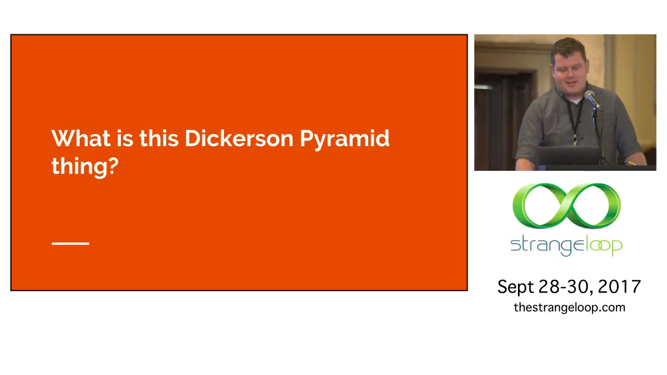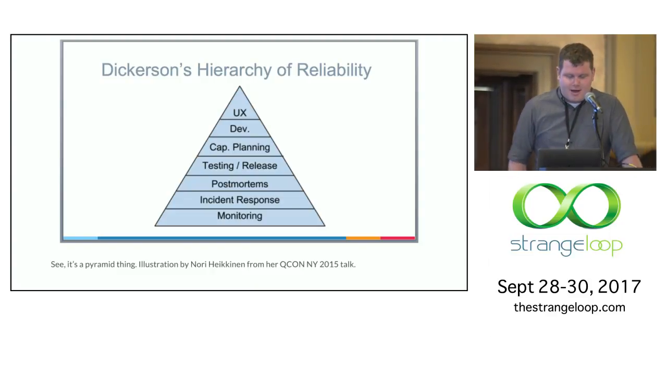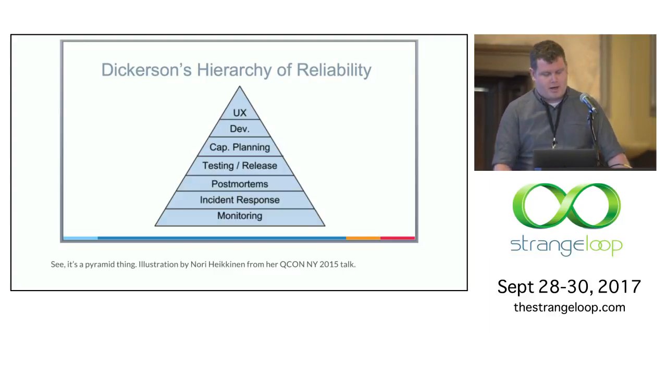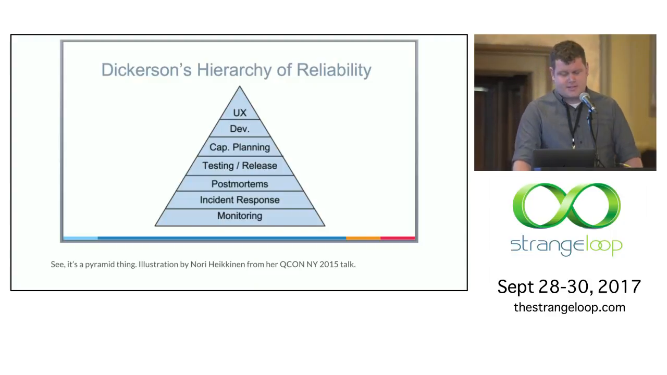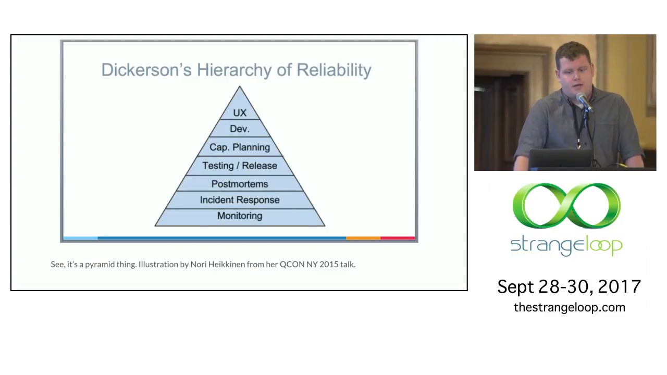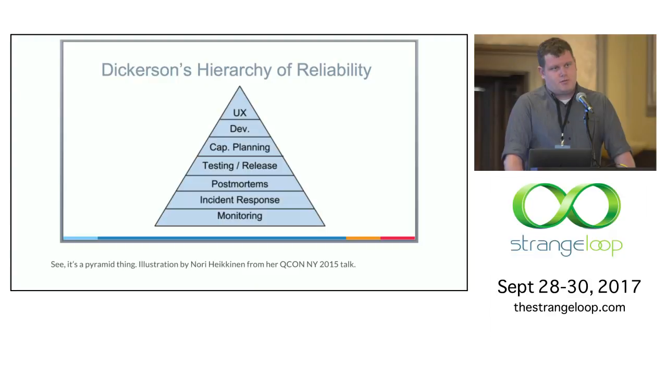So, point of the talk, what is this Dickerson Pyramid thing? This is how it was originally published in a summary of Nori Heiken's talk from QCon New York 2015. It's originally by Mikey Dickerson, who was an engineer at Google and then also at the United States Digital Service. He worked with Nori and many others on the healthcare.gov effort and came up with this hierarchy pyramid as a way to explain the things you need to make a service reliable.